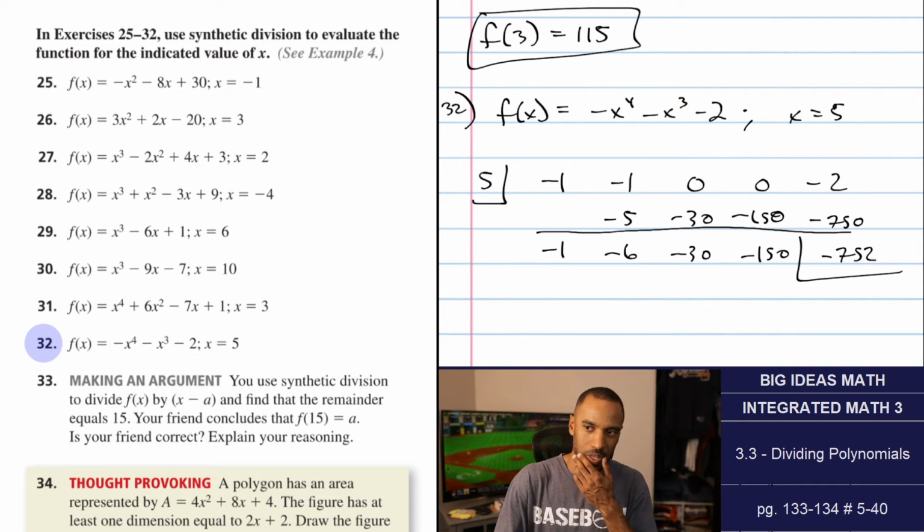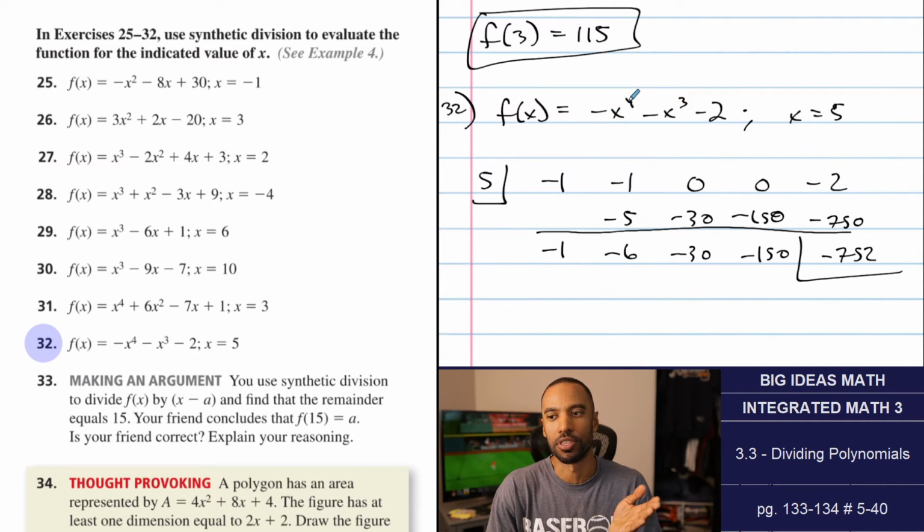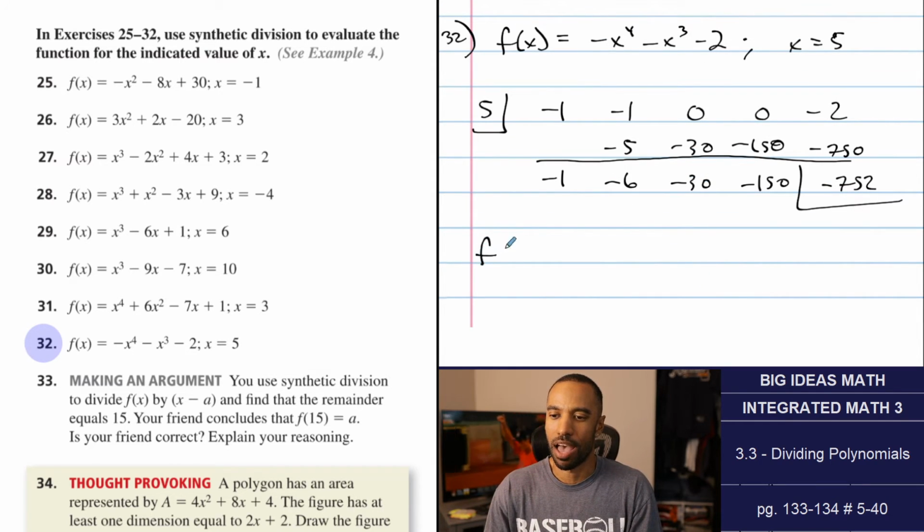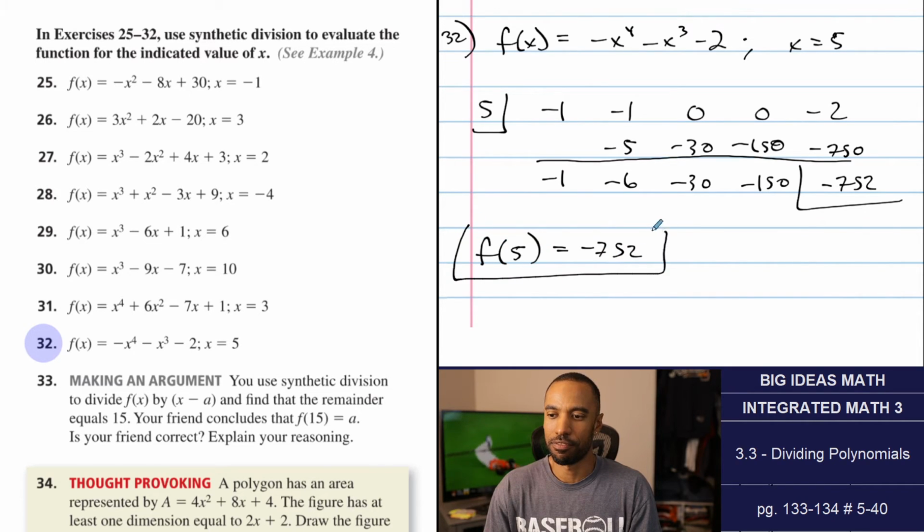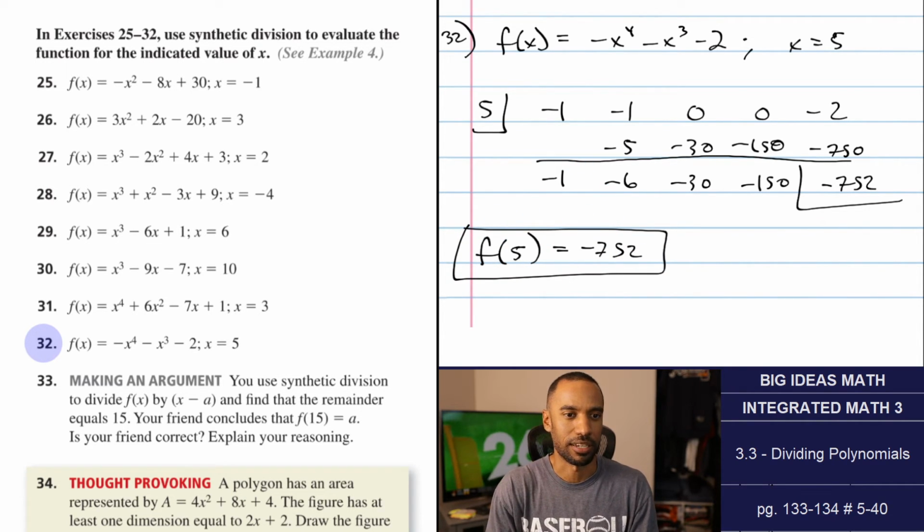Right, 5 to the fourth is 625. So let's see, minus 7. Yeah, that's the answer. Okay. All right, so f of 5 equals negative 752. Okay, getting an idea of things here and there. Hopefully that's making a lot of sense.